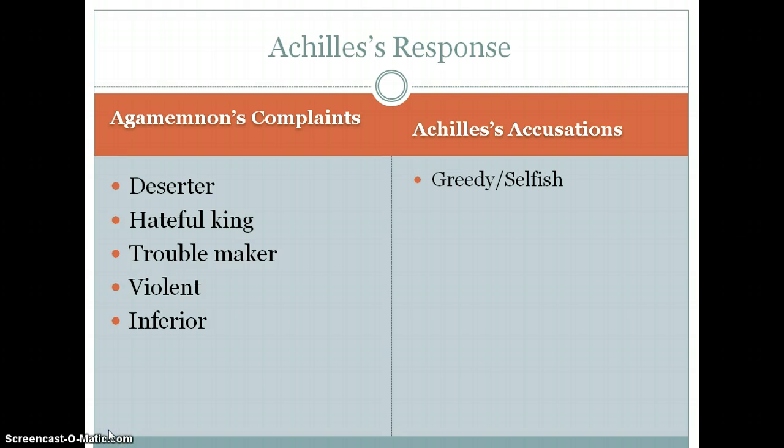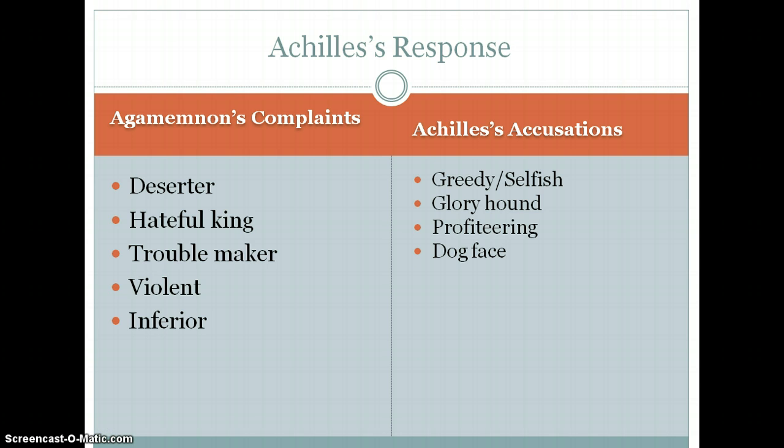Achilles, in return, calls Agamemnon greedy and selfish. He says he takes all of the best war prizes and booty for himself, and he leaves those who do the hard work with the lesser prizes. He calls him a glory hound. He says all you do is seek praise. He says he's profiteering. You're only in this for the wealth.